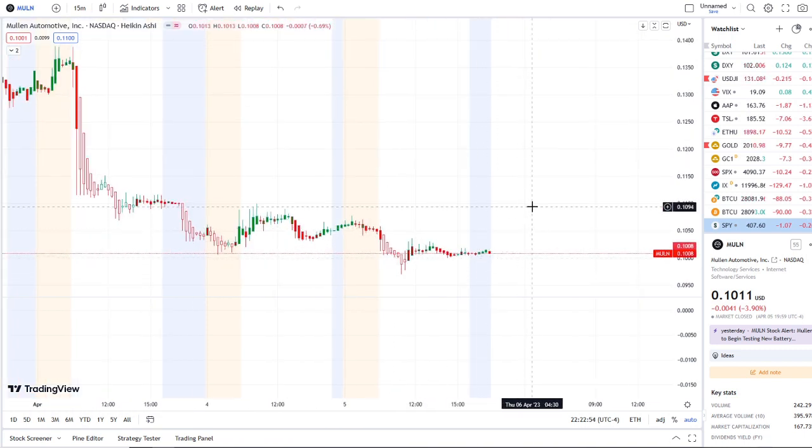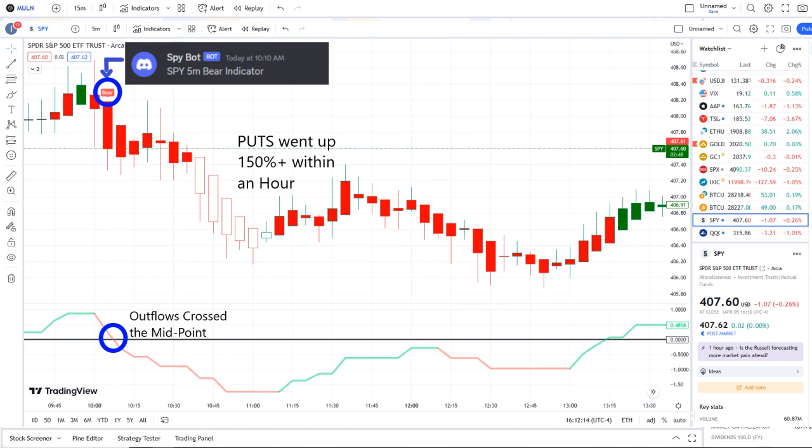And MMTLP stock was not the only stock experiencing volatility. The overall market in the SPY did as well, and our SPY bot at 10:10 a.m. sent out a bear indicator. From that moment forward, outflows crossed the midpoint to the downside, pure weakness there on 42 Vision, and put options went up 150% plus within an hour, guys.